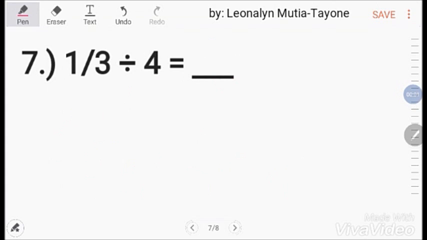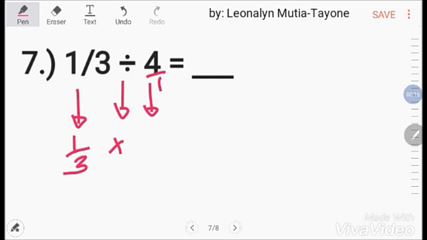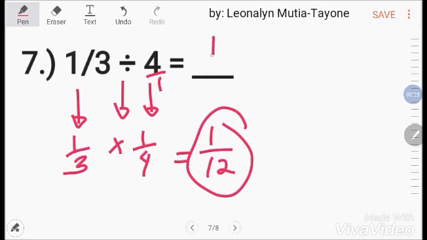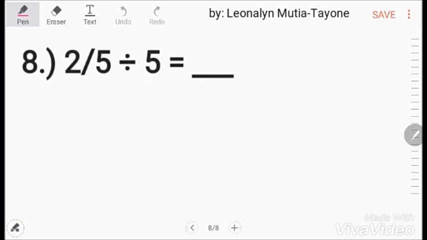Number 7. 1/3 divided by 4. Si dividend, kukopyahin natin. At saka si division maging multiplication. At reciprocal ng 4. Ang 4 mayroon yang denominator na 1. Ang reciprocal niyan ay 1 over 4. So, i-multiply mo ang numerator to numerator, that is 1. Denominator to denominator, 3 times 4, that is 12. 1 over 12 ang sagot dito.